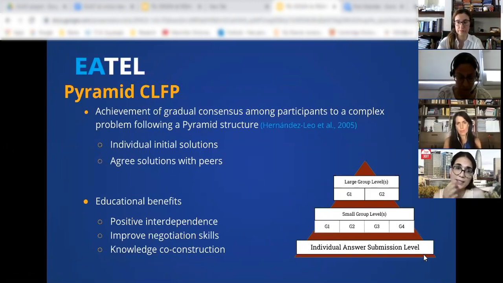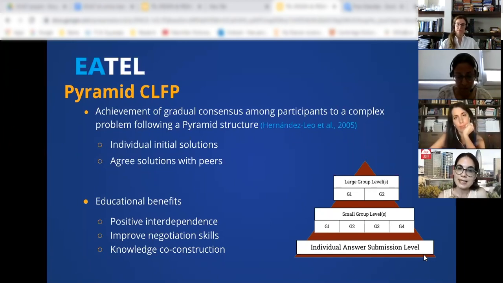So the pyramid collaborative learning flow pattern, that is the one that all of us will experience later in the hands-on activity, is a collaborative learning structure that has been represented as a pattern that explains that this way of structuring individuals across a snowball or pyramid structure is actually achieving positive interdependence effects, leading to the improvement of negotiation skills and knowledge construction.